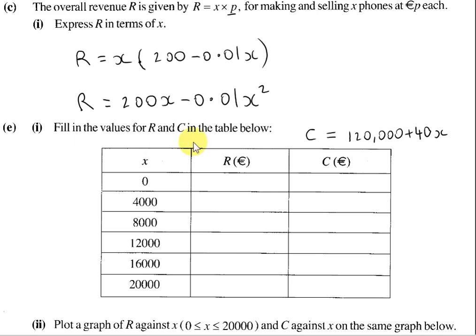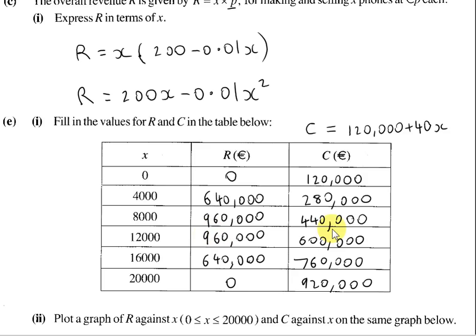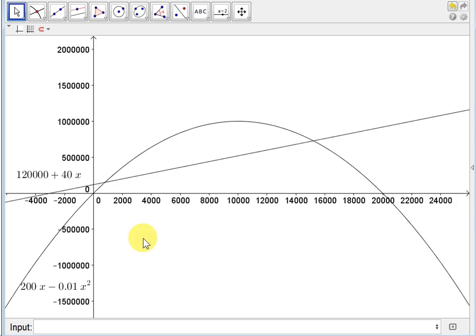Next, we want to fill in the values for R and C in this table. When x is 0, this is easy. Plug 0 in for x, we get R equals 0. Plug 0 in for x here, we just get 120,000. So we just have to fill up this table just by plugging successive values of x into both of these expressions. Straightforward. Now I'm just going to use GeoGebra to plot both of these, R of x and C of x. C of x is just a straight line.